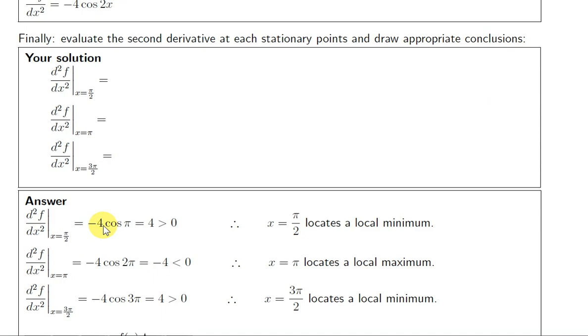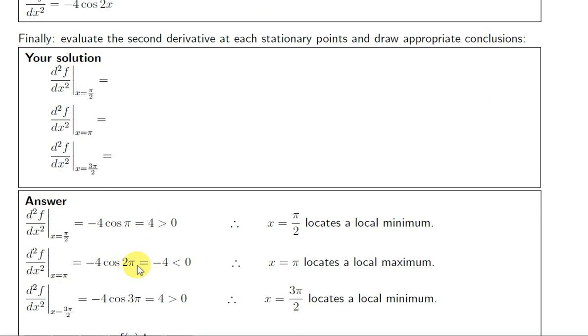If we plug pi over 2 in, we have minus 4 times cos of 2 times pi over 2. Well, the cos of pi is minus 1, so we get plus 4, which is greater than 0. So we just compare the second derivative to 0. If it's greater than 0, we have a local min. For the next example, we have pi.